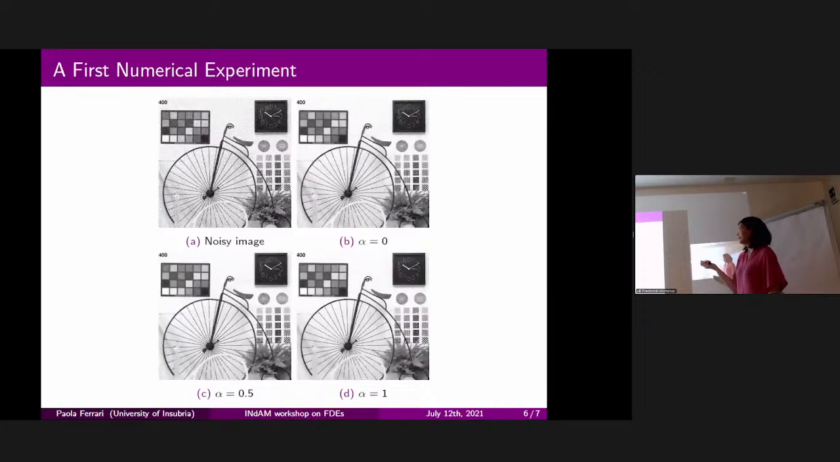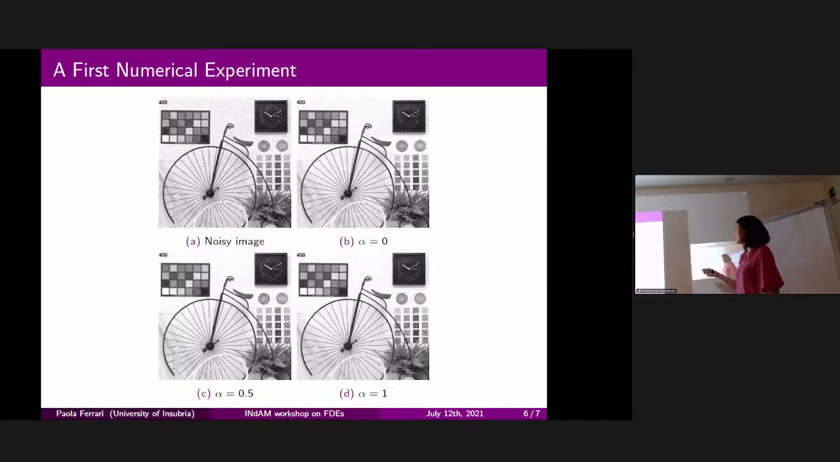This is a first numerical experiment. We will have to improve a lot. The image A is a noisy image. Then we consider standard diffusion, which doesn't work, image B. Our approach with alpha equal to 0.5, which is in between, and alpha equal to 1 is the standard Perona-Malik approach, which works well with denoising and edge detection.